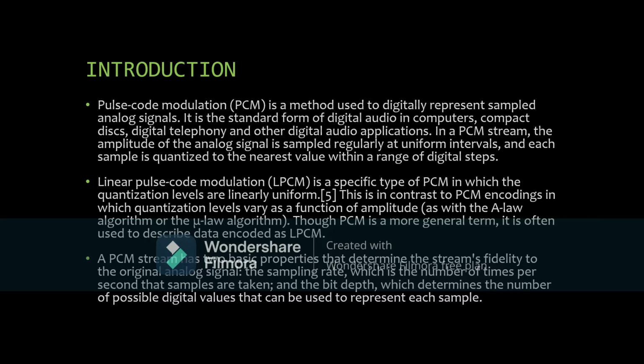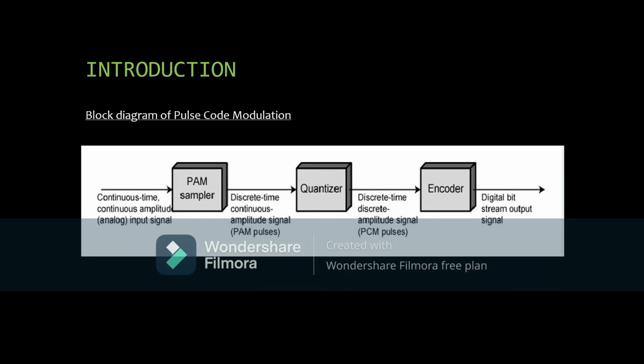In a PCM stream, the amplitude of the analog signal is sampled regularly at uniform intervals, and each sample is quantized to the nearest value within a range of inputs. Okay, after that we go to the next slide. That is one example of a diagram for pulse code modulation of PCM.